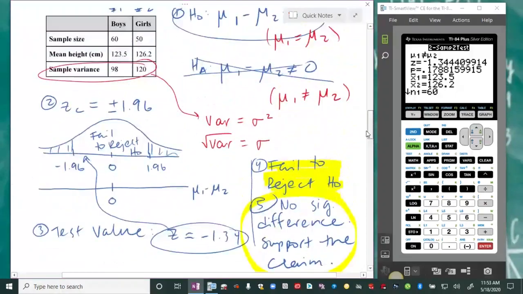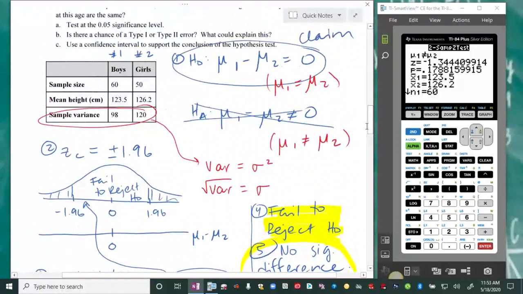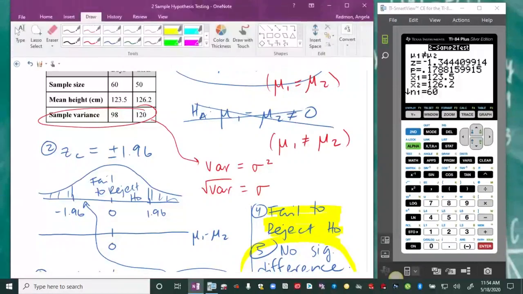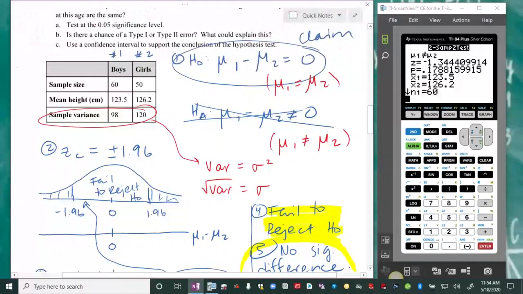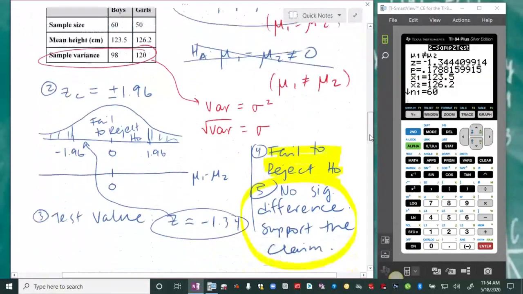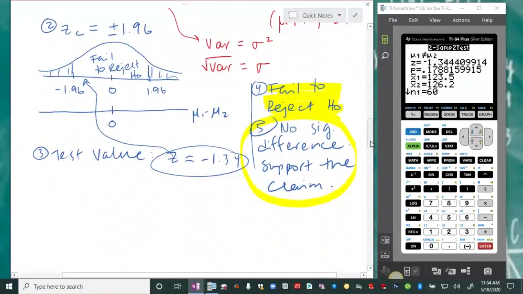Okay, so there's one more piece of this one, actually 2 more pieces. So is there a chance of a type 1 or a type 2 error? Let me go back to my blue pen. We failed to reject, which means there's a possible type 2 error here. So this is part B. Possible type 2 error.